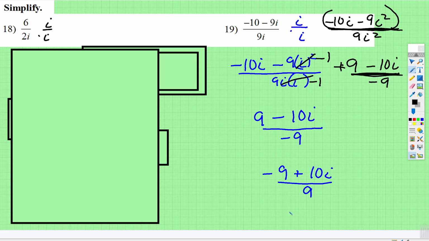And then the better way to write it in complex form is -9 divided by 9 plus 10i divided by 9, which you then could write -1 plus 10/9 i. So depending on what your teacher's asking, if you need it in complex form, simplify it to there. All right, that's it for this one.